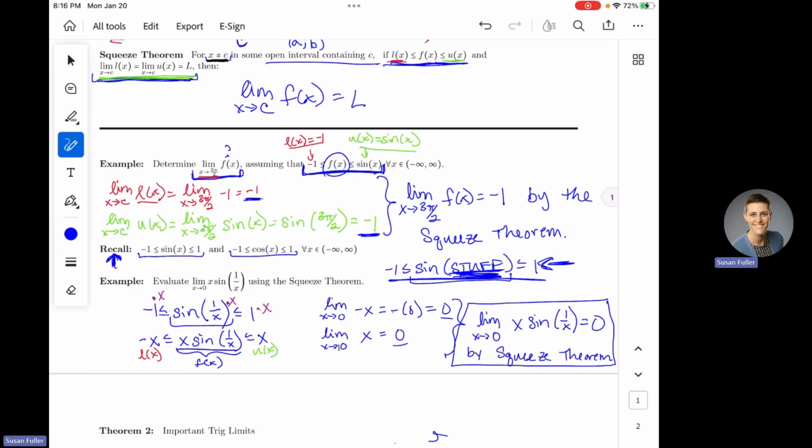So if you're given your inequality, then you just have to find the limits of your upper and lower functions. If they're the same, your middle function will have that same limit.